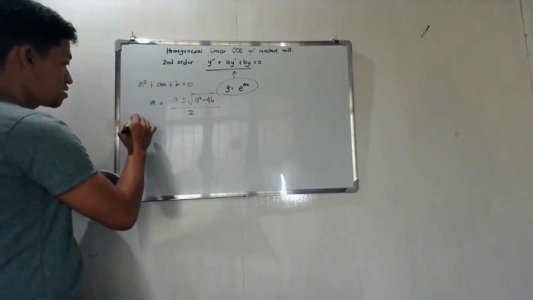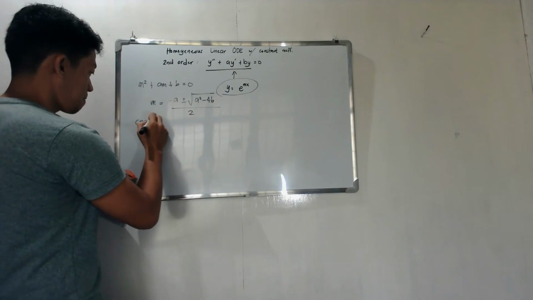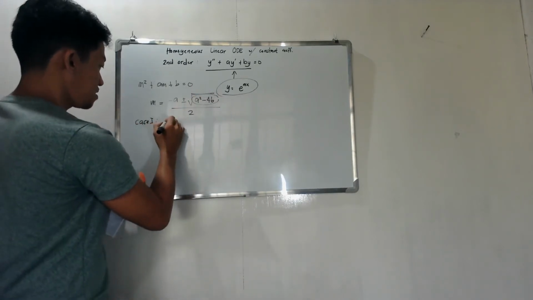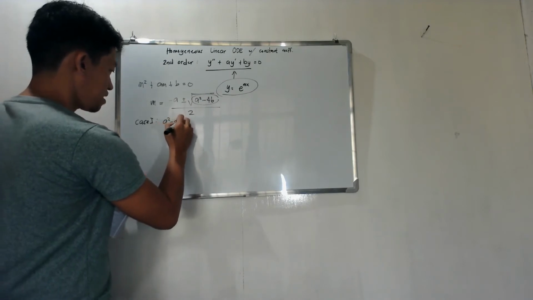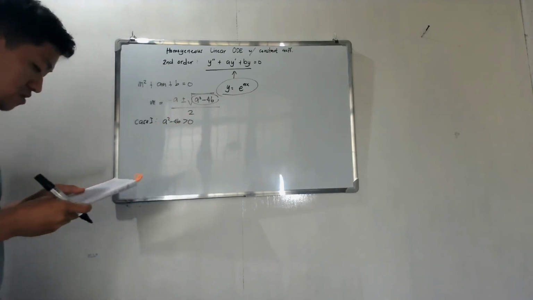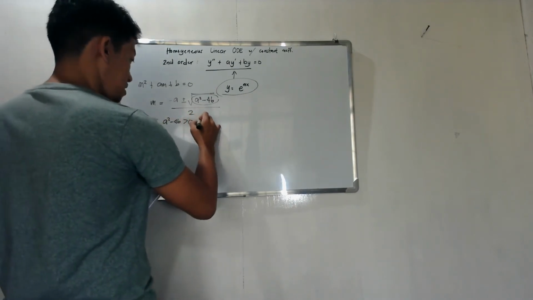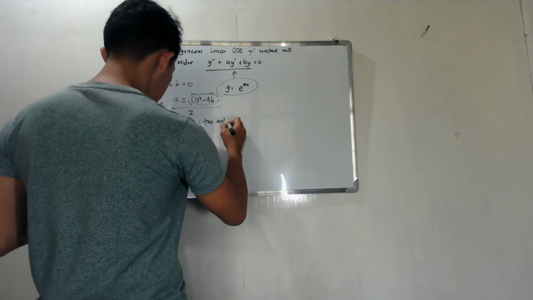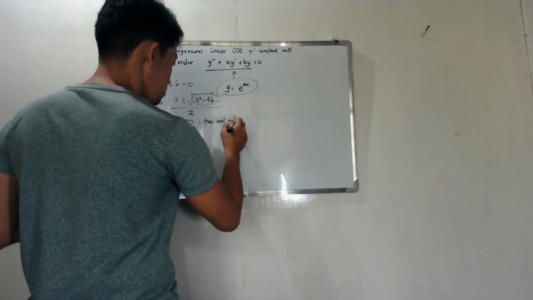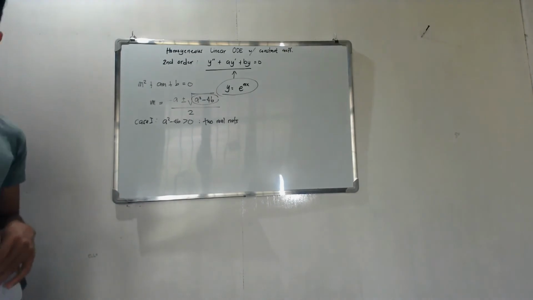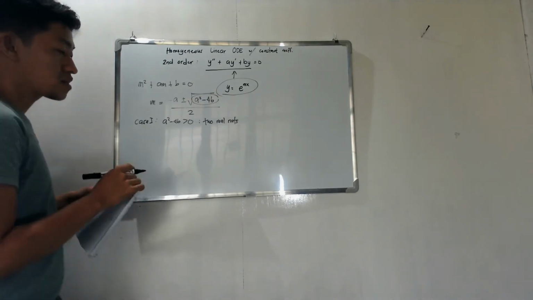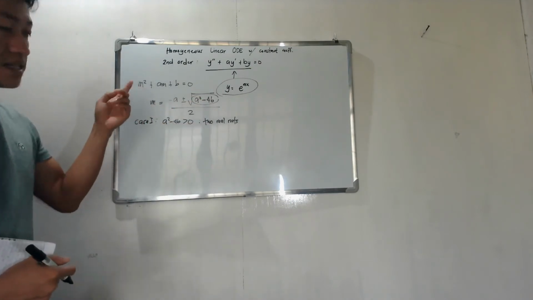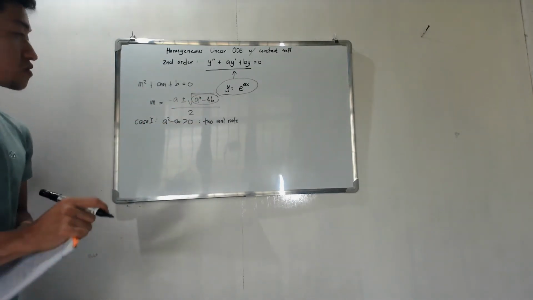Case 1: if this term a squared minus 4b is greater than 0, you will get 2 real roots. If it is positive, you can get m values that are real numbers.